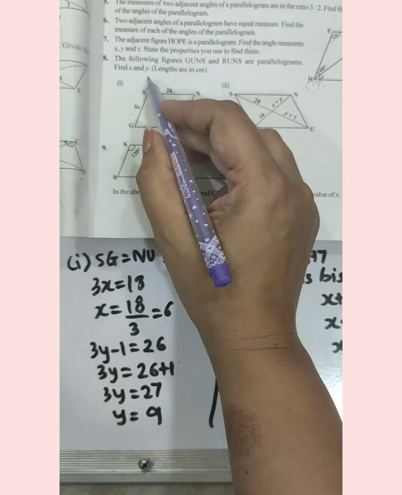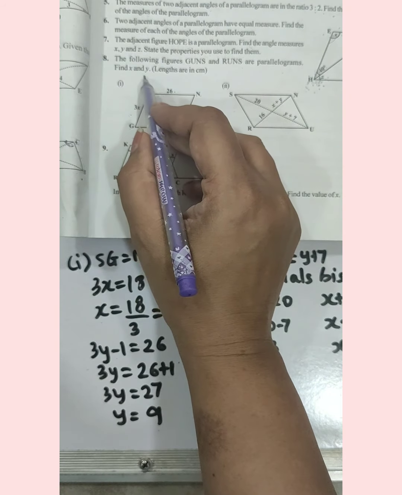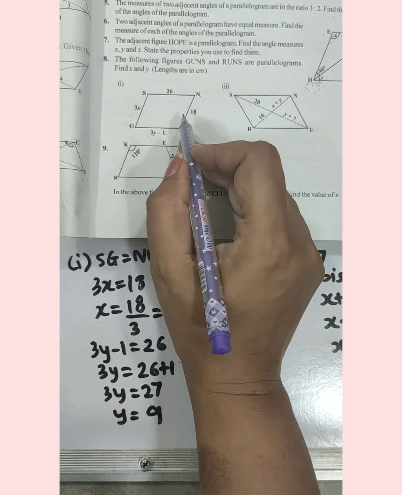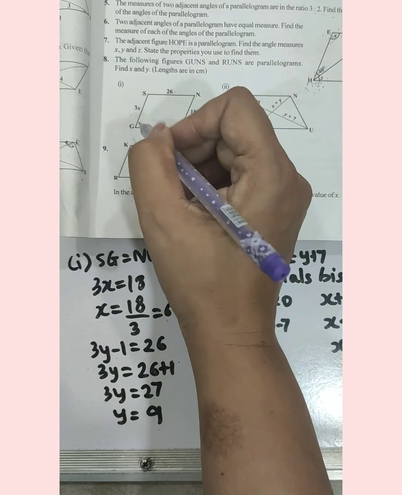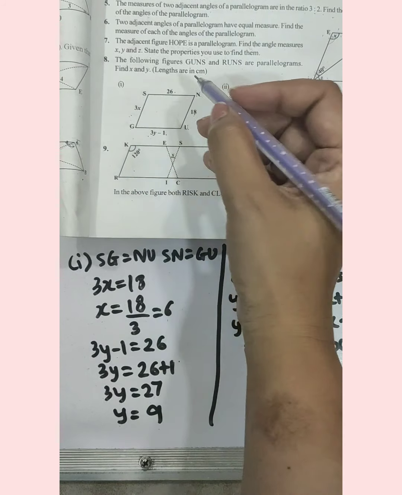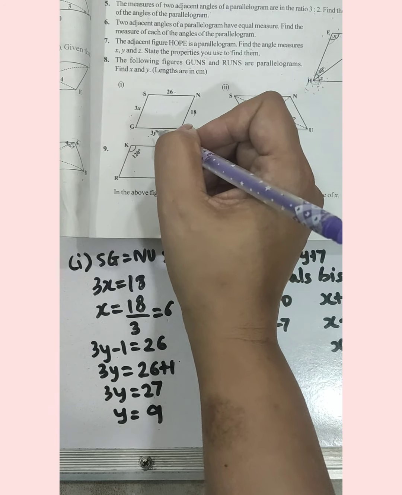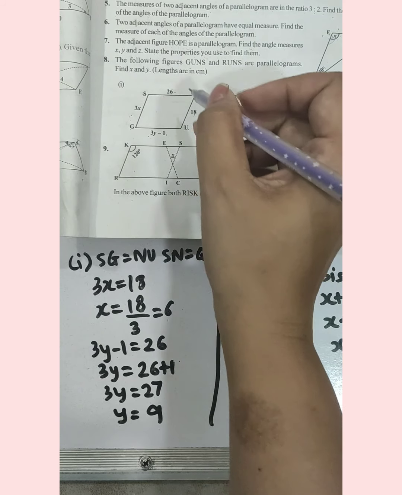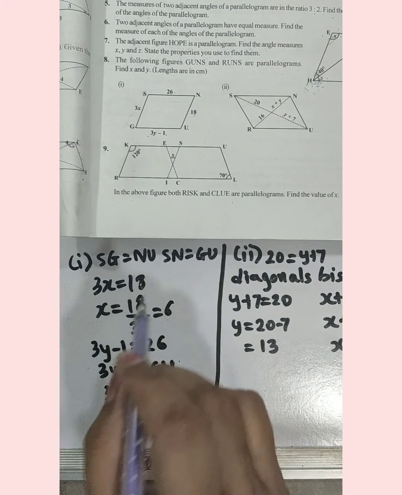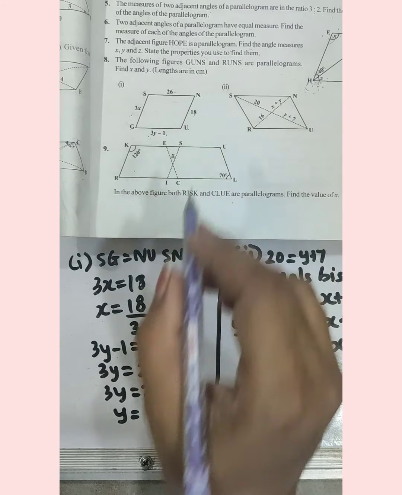Question number 8. The following figures GUNS and RUNS are parallelograms. Find x and y, lengths are given in centimeters. Now in this question we have two parallelograms and you have to find the values of x and y. So we start with the first figure named GUNS. According to the properties of a parallelogram, the opposite sides are going to be equal. So that means SG will be equal to NU and SN will be equal to GU. So I can write 3x is equal to 18. So my x I will get 6. Similarly, I can write 3y minus 1 is equal to 26.